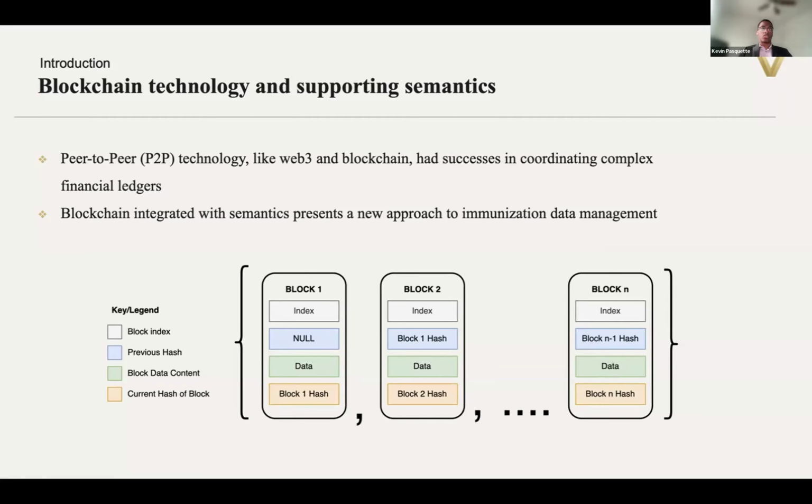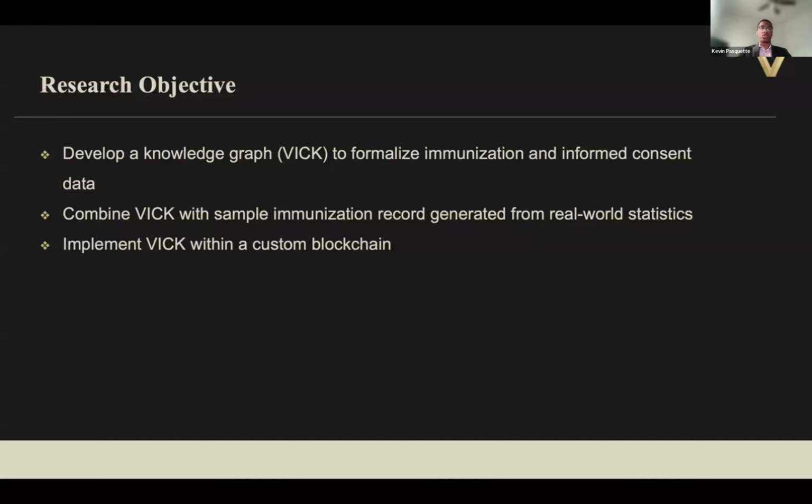The semantic web provides the machine-readable way to give the data meaning. Using ontologies, the vocabularies associated with the HPV vaccination process are formed into a network of relationships to later be integrated with the blockchain. So the main goal of this project is to develop VIC, a knowledge graph that organizes the immunization and informed consent data. Next, to combine VIC with synthetic immunization records. And finally, to implement VIC within a custom blockchain.